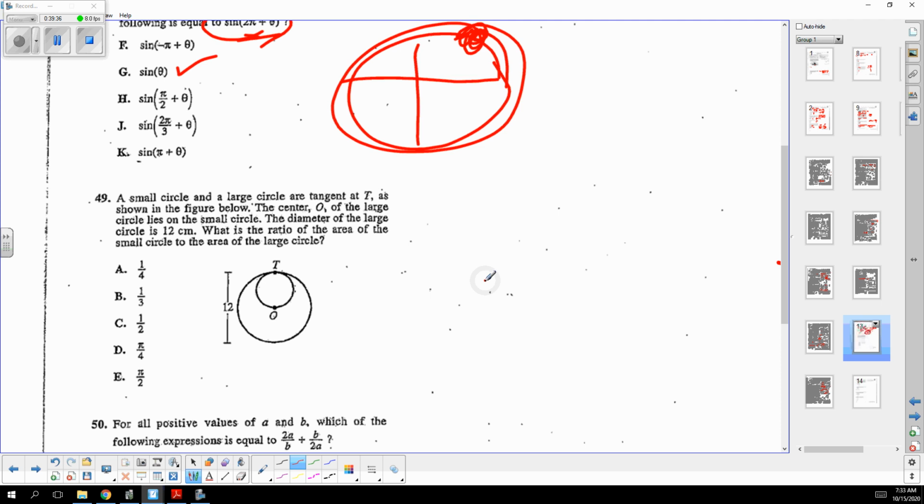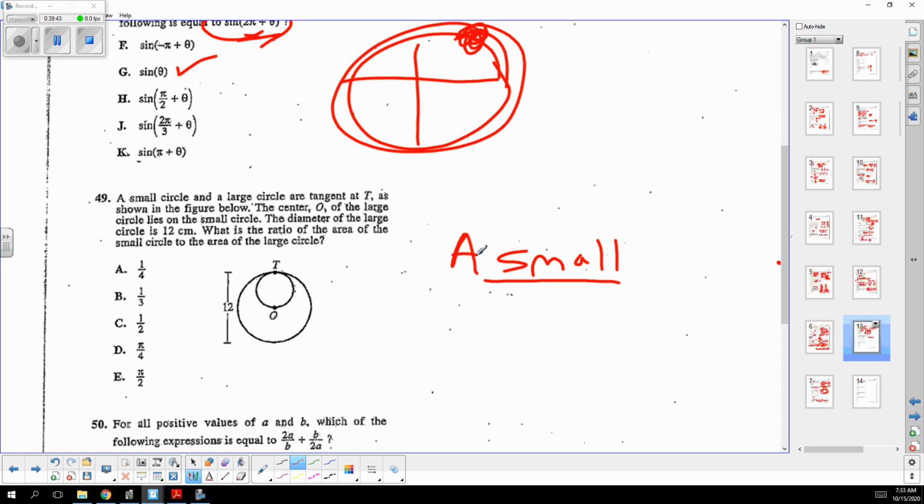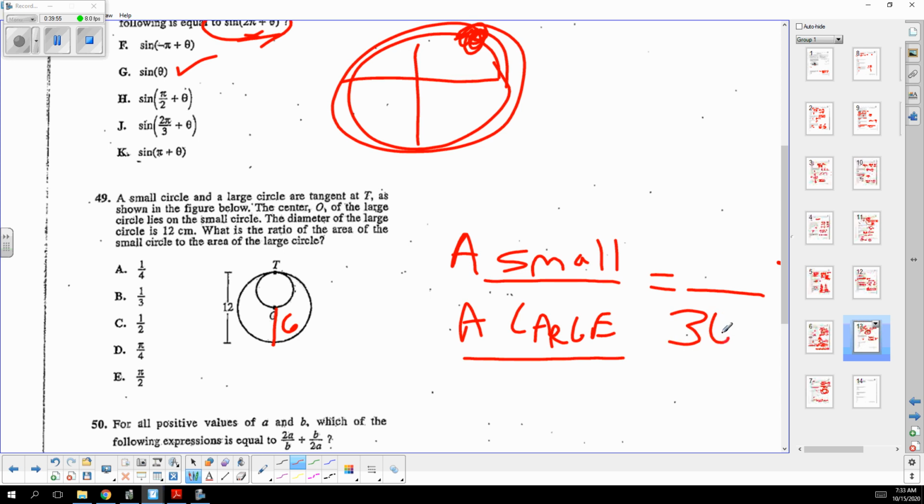Circle ratio. They want the ratio of the area of the small to the area of the large. Well, the radius of the large is 6. So the large circle, plug it in the area of a circle, you get 36 pi. The small has a diameter of 6, so a radius of 3. You're talking 9 over 36, 1 to 4.